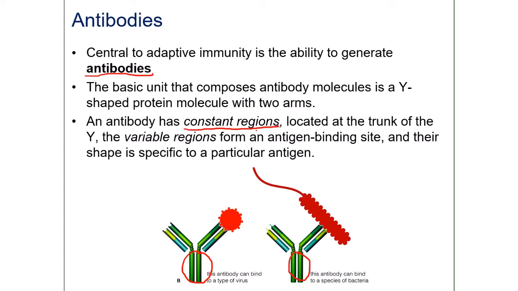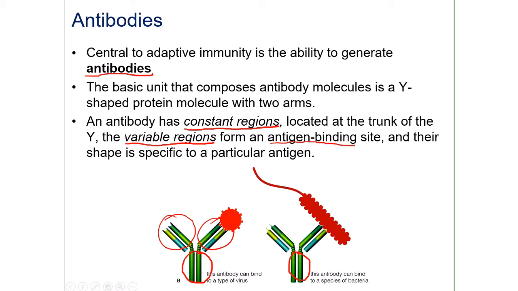Okay, they are pretty much the same for all antibodies. You can think of that as like the handle of a screwdriver. And then you have the arms. The arms is what we call the variable regions. Okay, and that would be like the tip of the screwdriver. And each of the antibodies will have a different variable region designed to bind to a specific antigen.